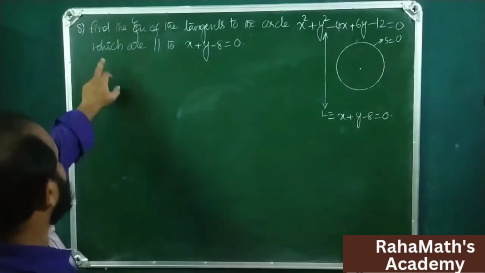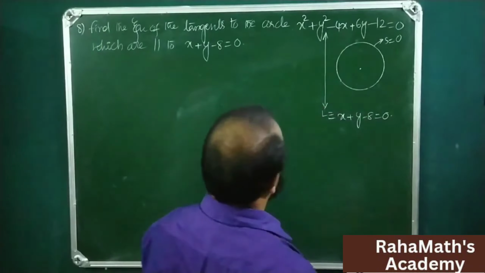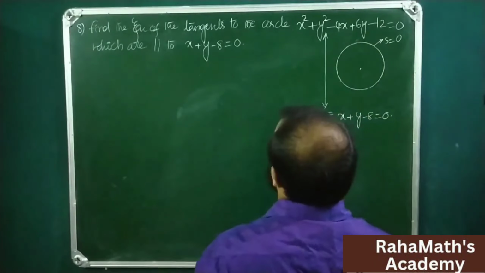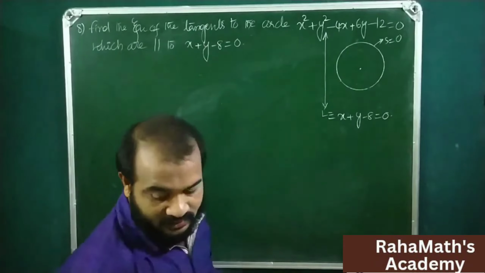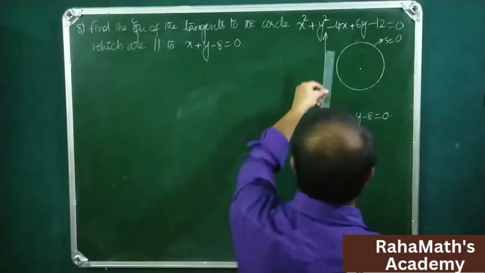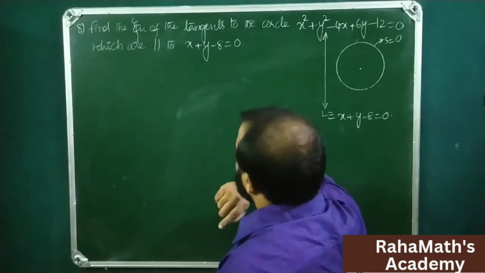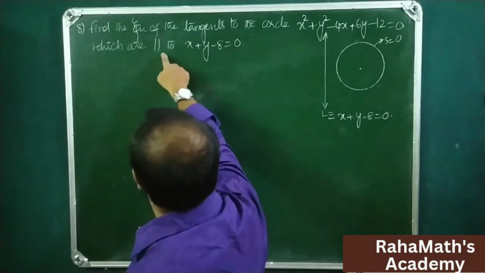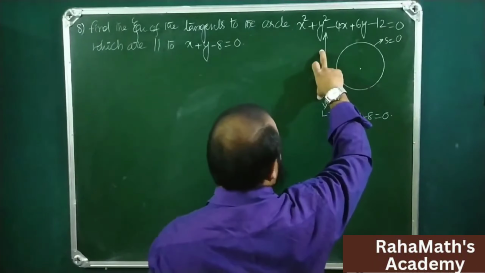The next question is: find the tangents to the circle x squared + y squared - 4x - 6y - 12 = 0. So this is the circle, and we need to find the equation of the tangents to it. What is the speciality? The required tangents are parallel to x + y - 8 = 0. So one line already exists here.